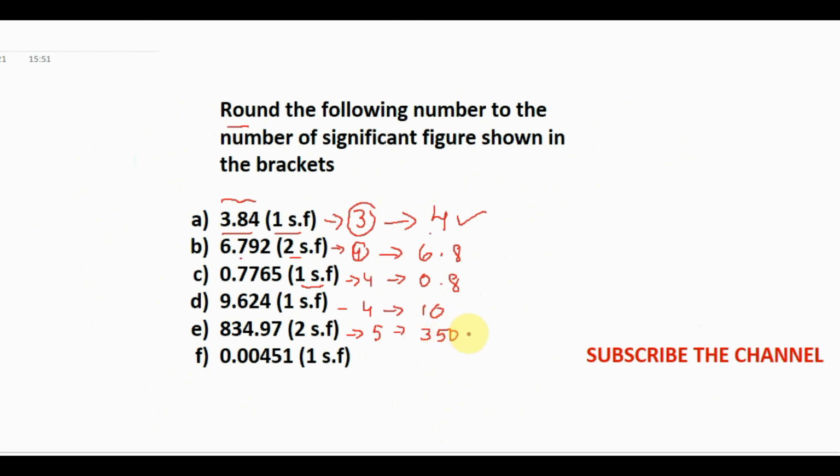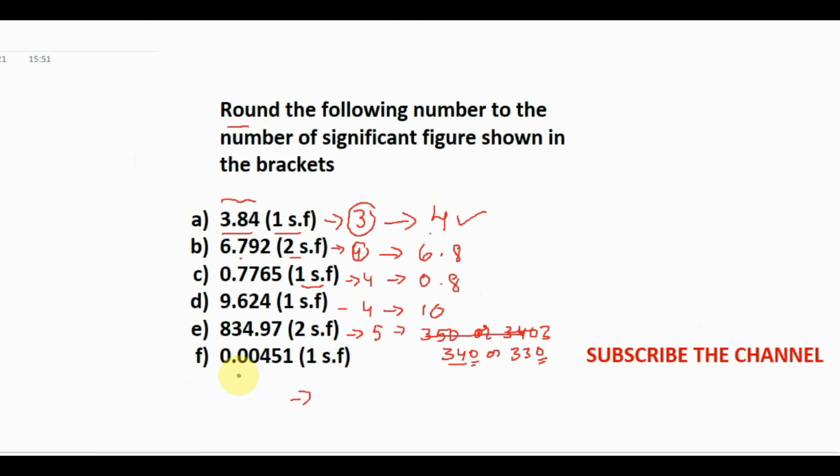But 835 means we can write 840 or 830, because the zero is a trailing non-decimal number, so it is not counted. That is because 834.97 rounded means 835 is coming. 835 lies between 830 and 840, so we can write 840 or 830.